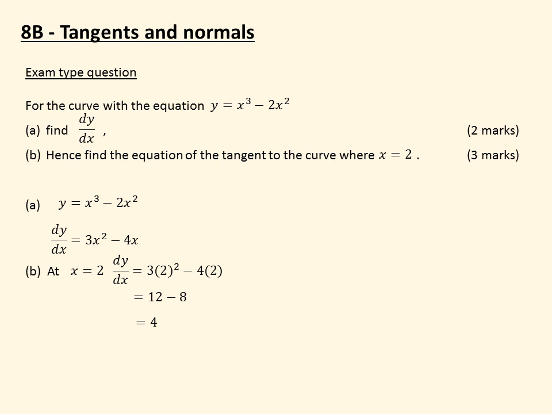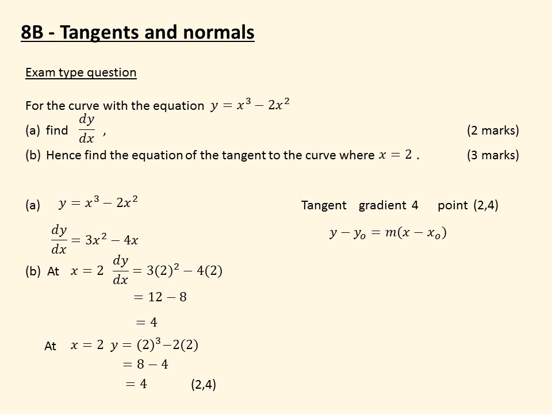So we know the gradient is 4, but we don't have a point that the line goes through. But we do have an x value, and we do have an equation for the curve. So if we put 2 into the equation, we get the value y is 4. So we now know that the tangent has gradient 4 and passes through the point (2, 4). If we put this into the formula for our straight line, we can rearrange and get the equation for the tangent.